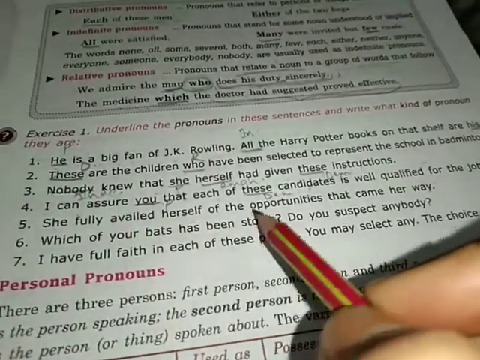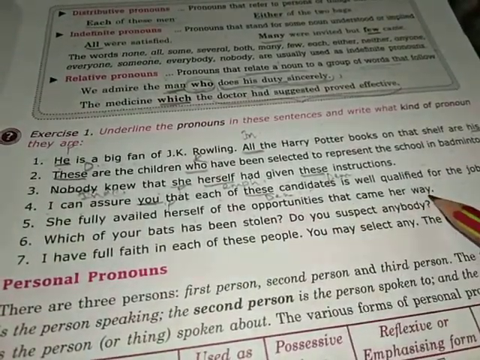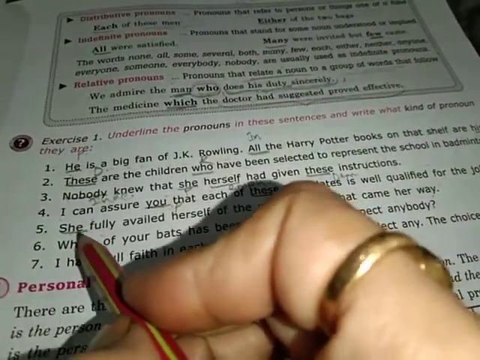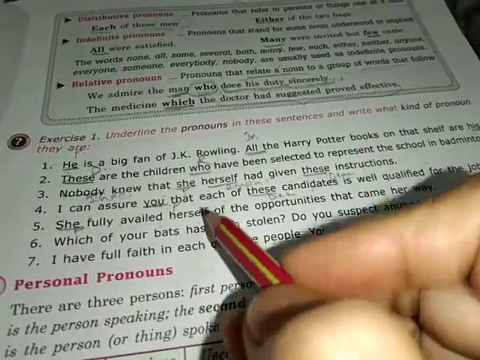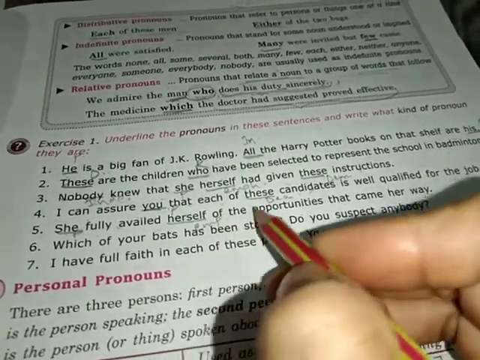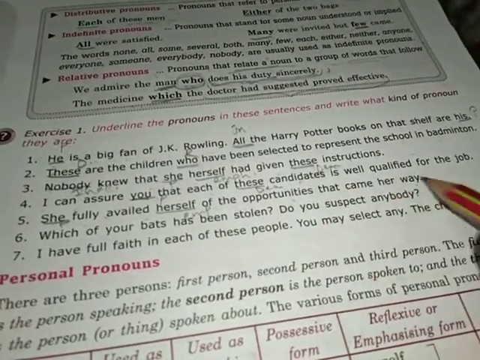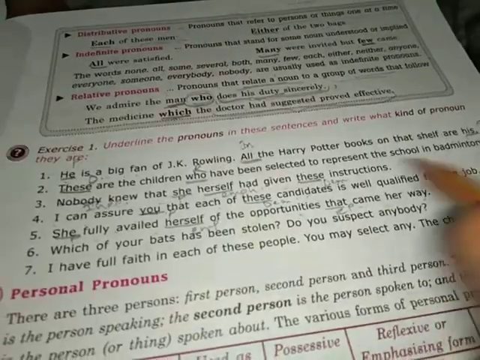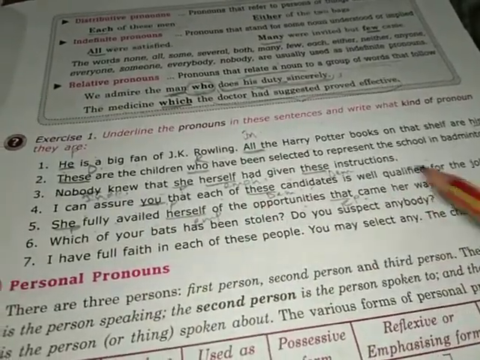She fully availed herself of the opportunities that came her way. She is a personal pronoun, fully availed herself. Availed herself. Herself is emphasizing. Of the opportunities that came her way. That is actually a relative pronoun. Which opportunities? That came her way, right?